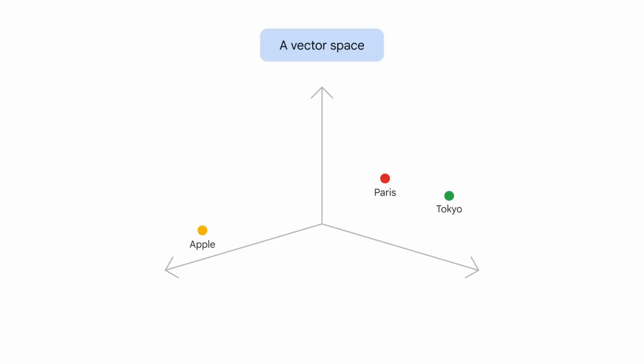Not only that, since the position of the word in this vector carries meaning, the distance between the words indicates the semantic similarities between them. Similar words are located closer together, while different words are farther apart. For example, Paris and Tokyo are close to each other, but far from apple.